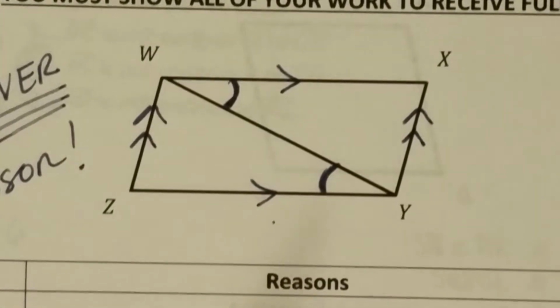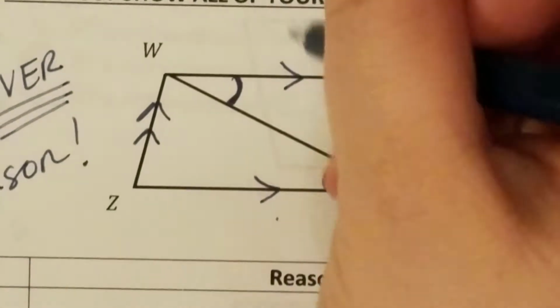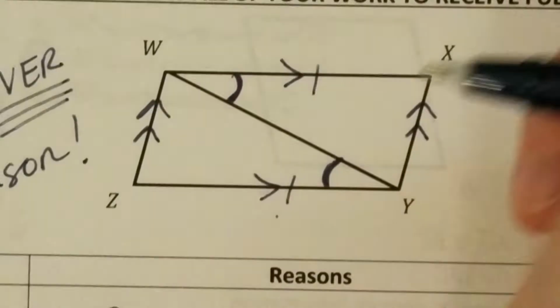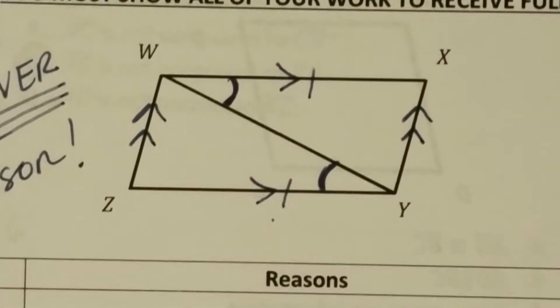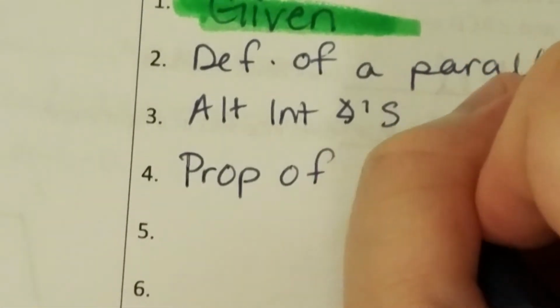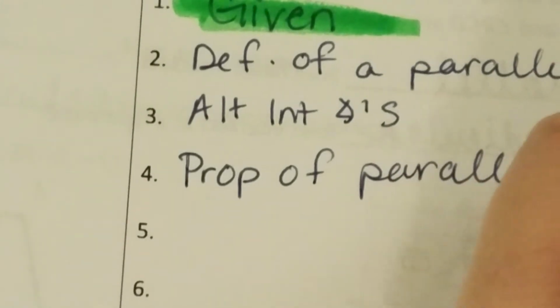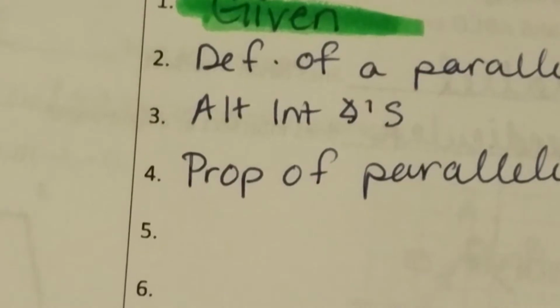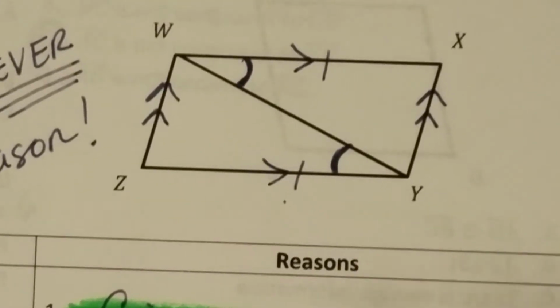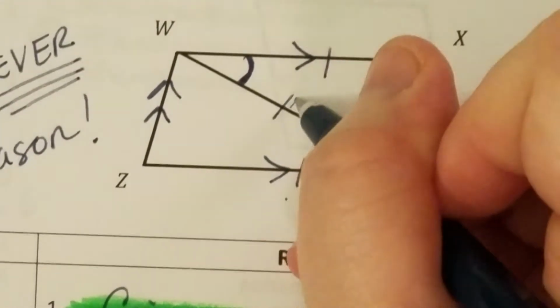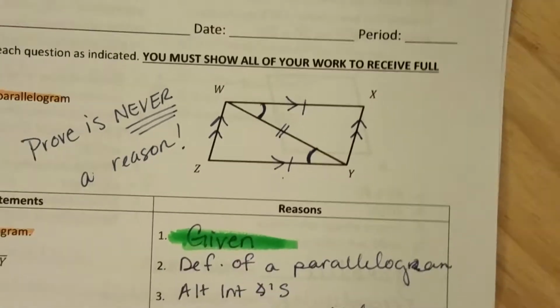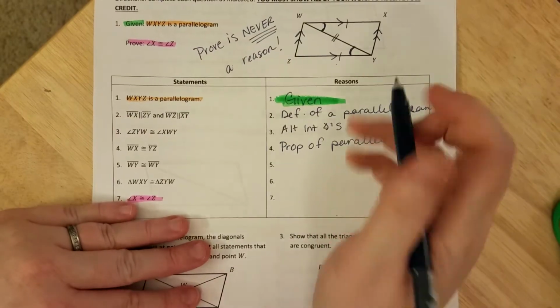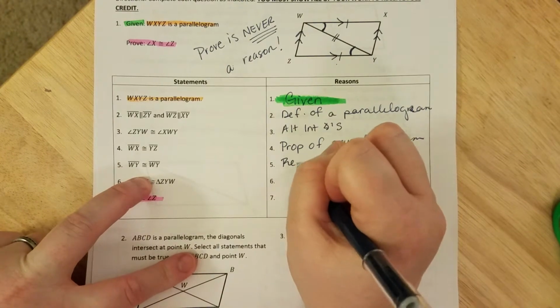WX is congruent to YZ, and that is true because that is a property of a parallelogram. So I'm going to mark that down here. WY is congruent to WY. If I look up here at my picture, of course it's congruent because that's the reflexive property right there. So that's the reflexive property of congruence.